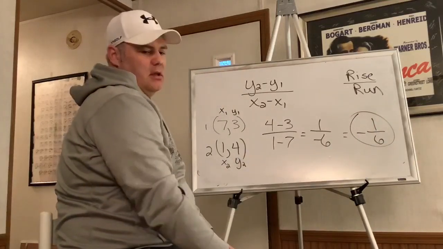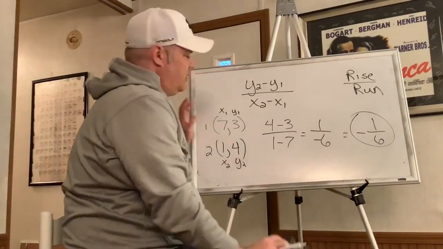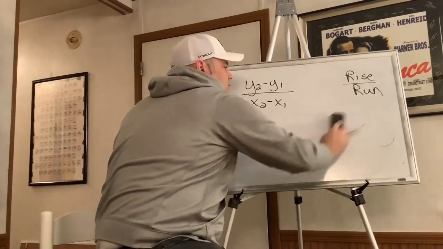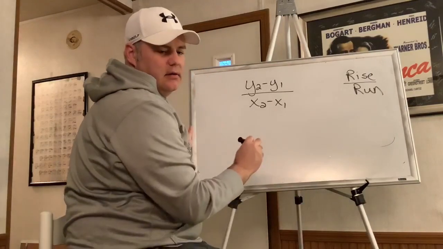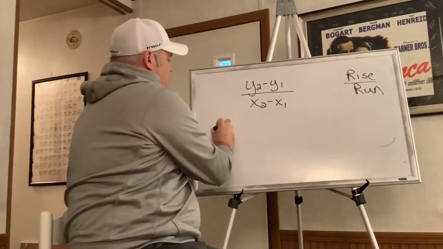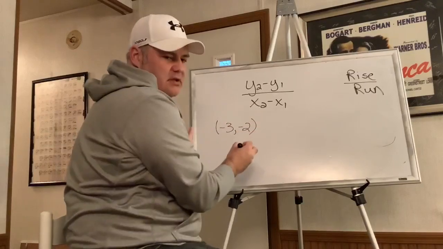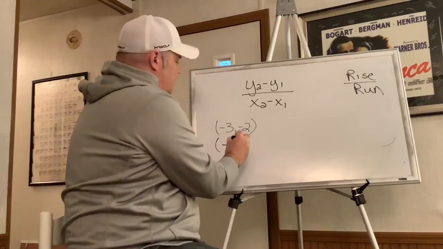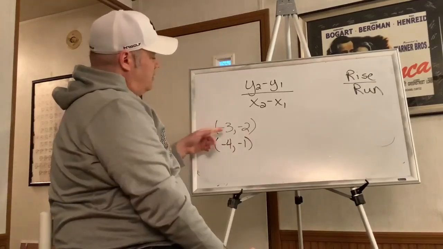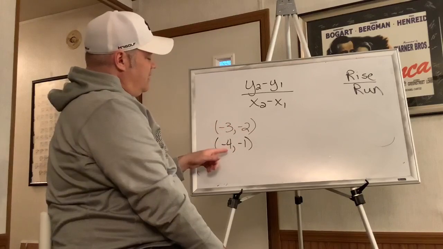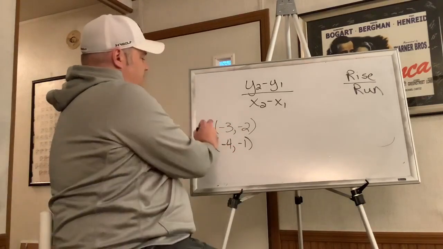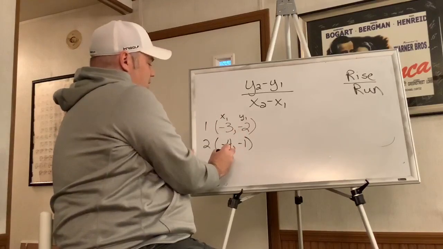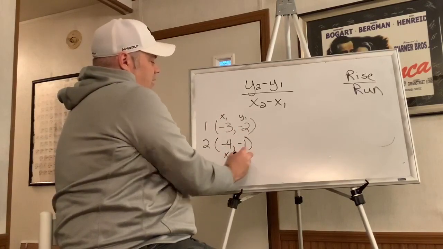Now let's do one with some negatives in there. And this is where it does get tricky, and it can create some confusion. But once you get the hang of it, keep practicing it, it really does start to mesh and start to work. So I'm going to find the slope between negative 3, negative 2, and negative 4, negative 1. Now, as far as naming it first and second point, that's still the same. This is my first x, my first y. This is my second x, this is my second y.